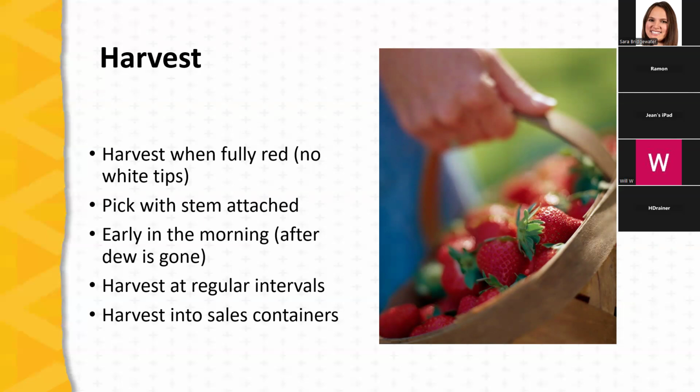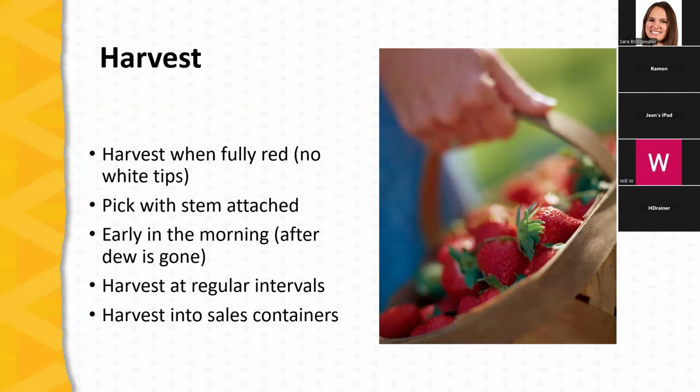Pick with the stem attached, early in the morning. Why? Because the fruit is cooler early in the morning, and when you store it, it will last a little longer. If you harvest in the middle of the day, they're hot, and you might need to cool them down. Harvest at regular intervals. One that may have a little bit of white, you're not going to harvest that day. It might be ready by the end of the day or next morning. So you have to practically harvest, if not every day, every other day, to get all the fruit out.